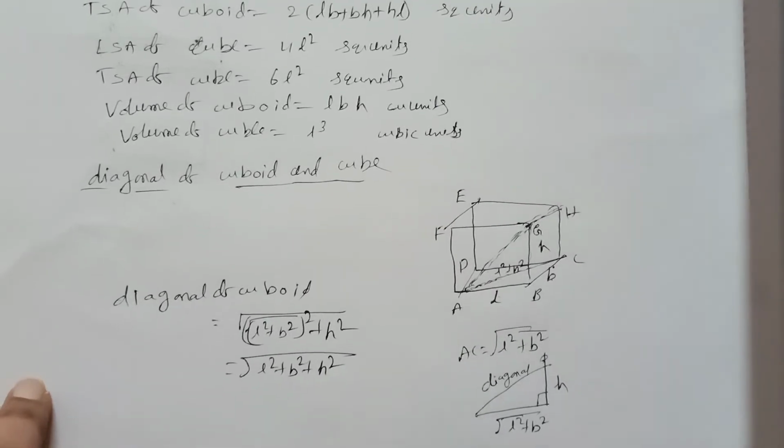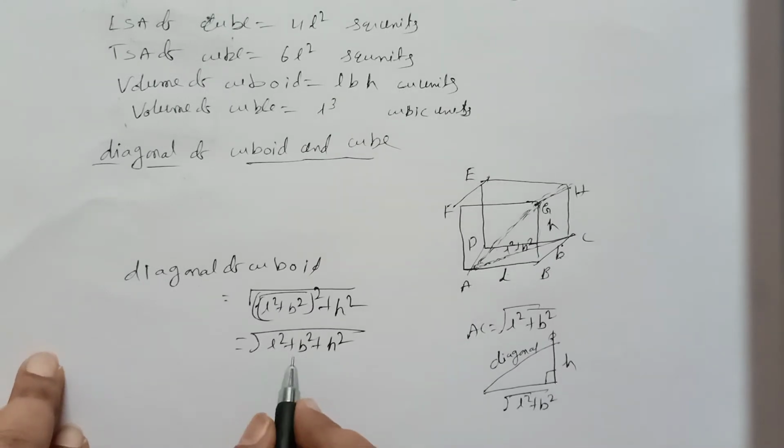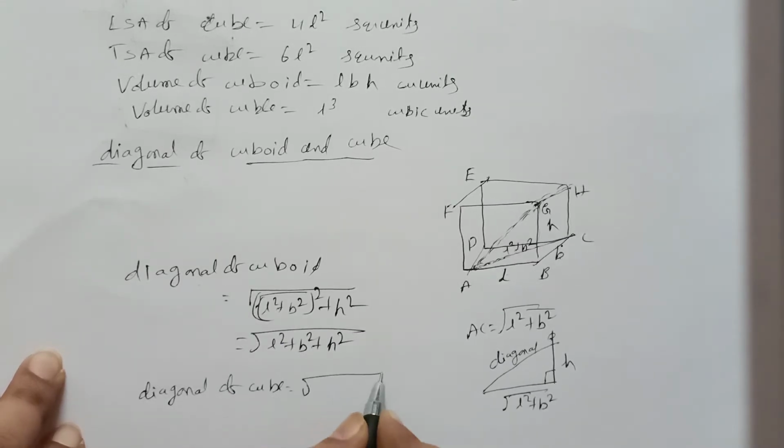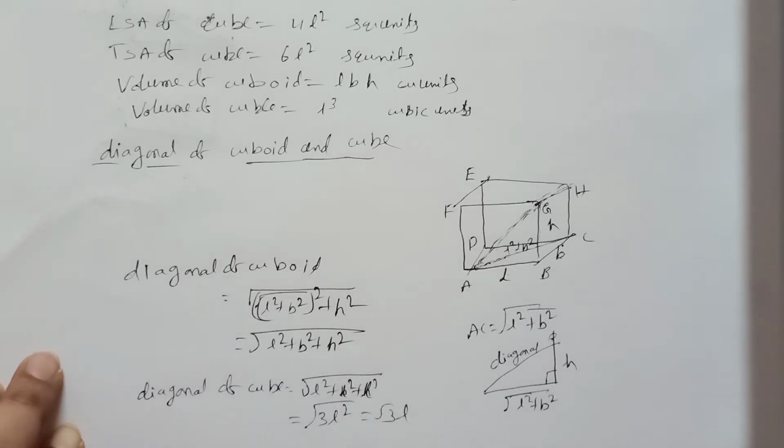Now diagonal of cube is, in a cube L, B, H all are the same. So diagonal of cube is square root of L square plus L square plus L square, that is 3L square. That is root 3 L. Diagonal of cube is root 3 L.